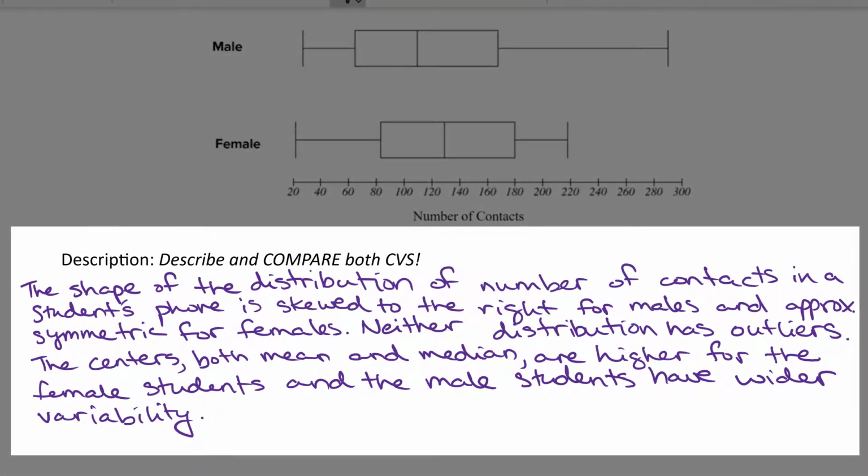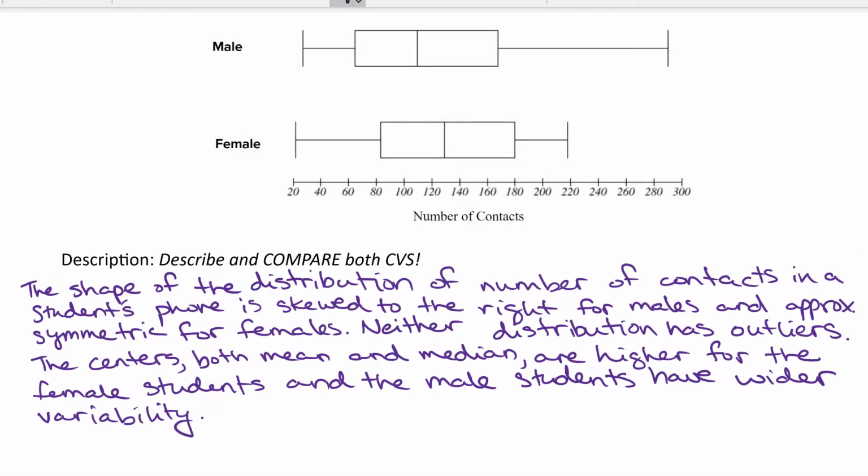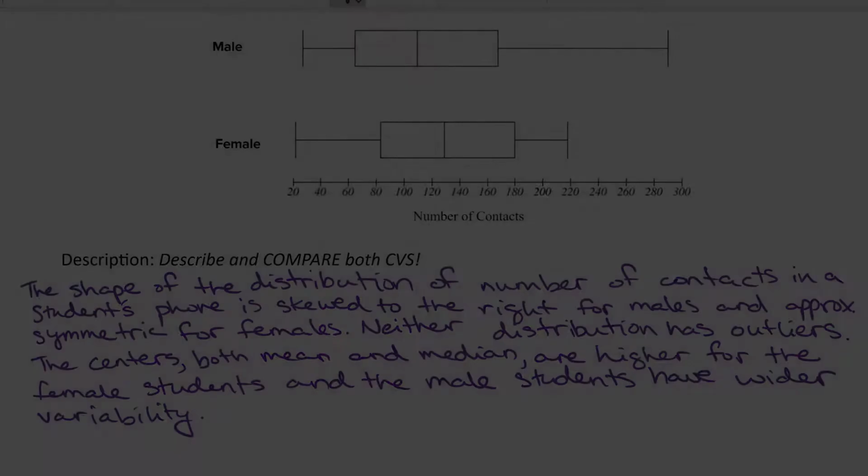So for the first part, the describe and compare. The shape of the distribution of number of contacts in a student's phone is skewed to the right for males and approximately symmetric for females. Neither distribution has outliers. The centers, both mean and median, are higher for the female students, and the male students have wider variability. And make sure that you can go through and identify where the centers, variability, shape, and outliers have been discussed. Notice we also have complete context with the variable of study, number of contacts in the student's phone, and also the individuals we are studying, males and females.